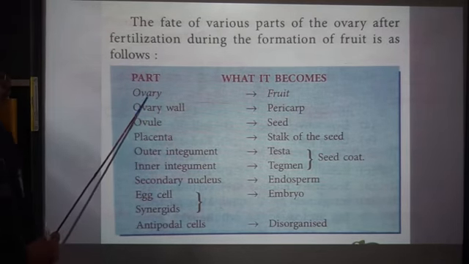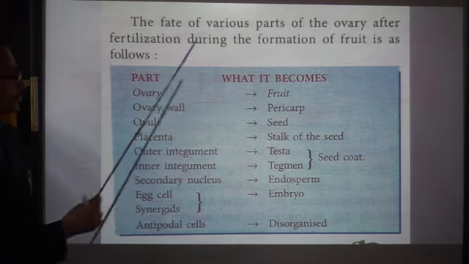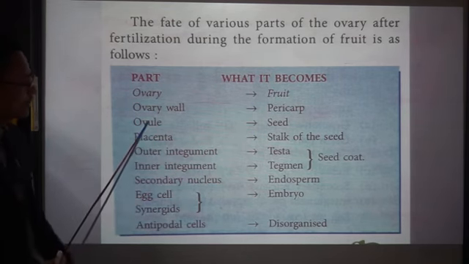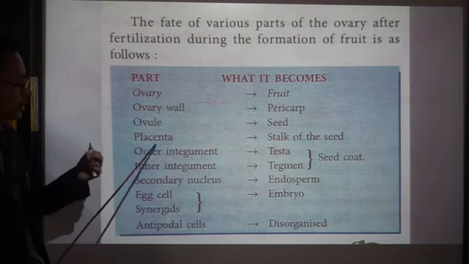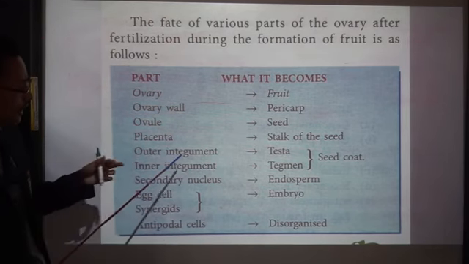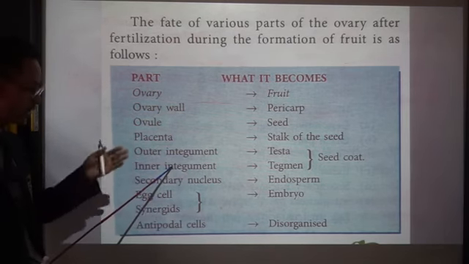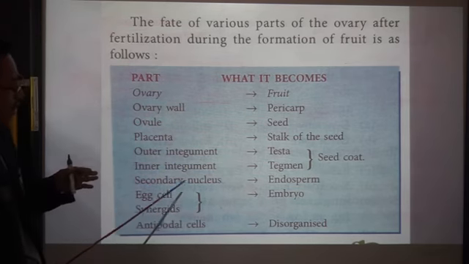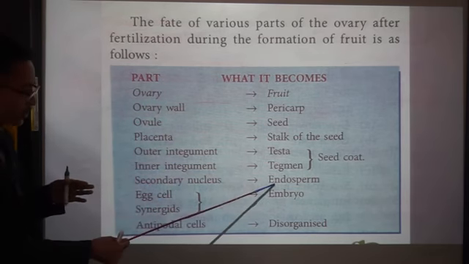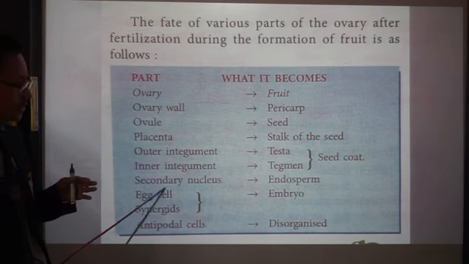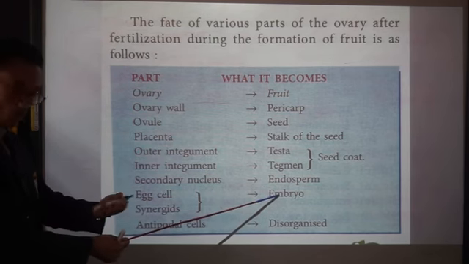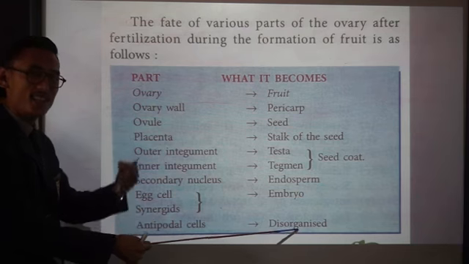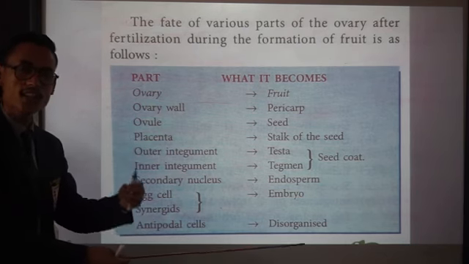So you can see over here, ovary will change into fruit, ovary wall will form the pericarp, the fruit wall, ovule will change into seed, the placenta will change into the stalk of the seeds, the integuments, which protect the ovules, will change into the seed coat, the secondary nucleus will change into endosperm, and the egg cells will change into embryo. And the antipodal cells will be disorganized or they will degenerate after fertilization.